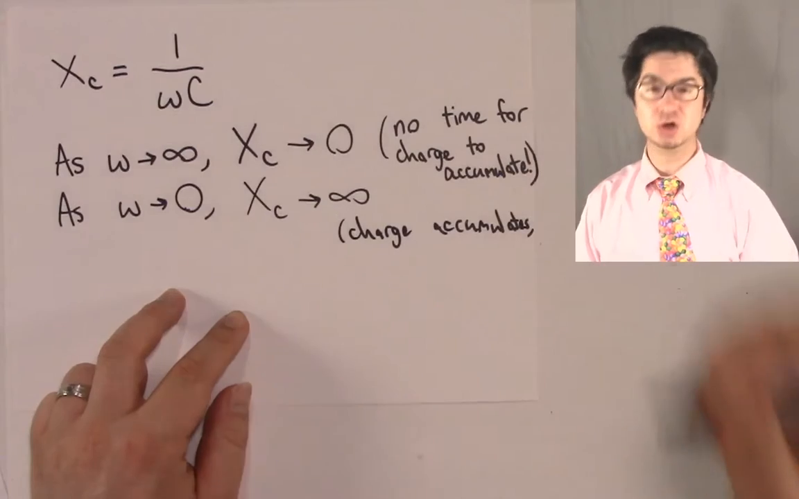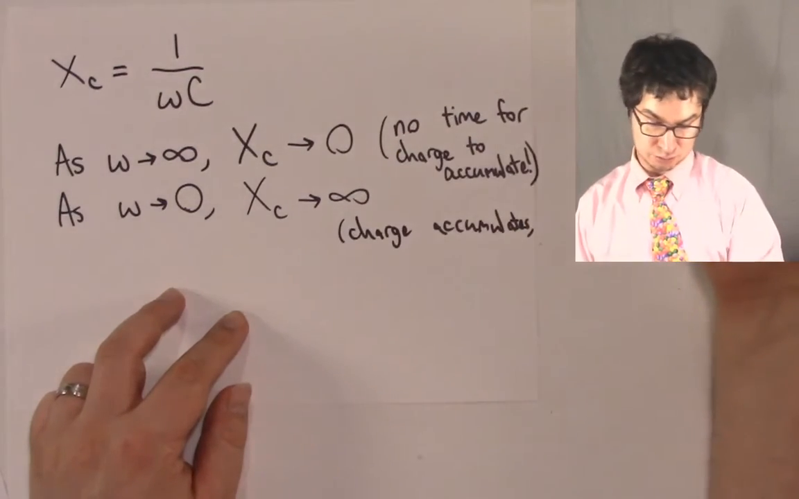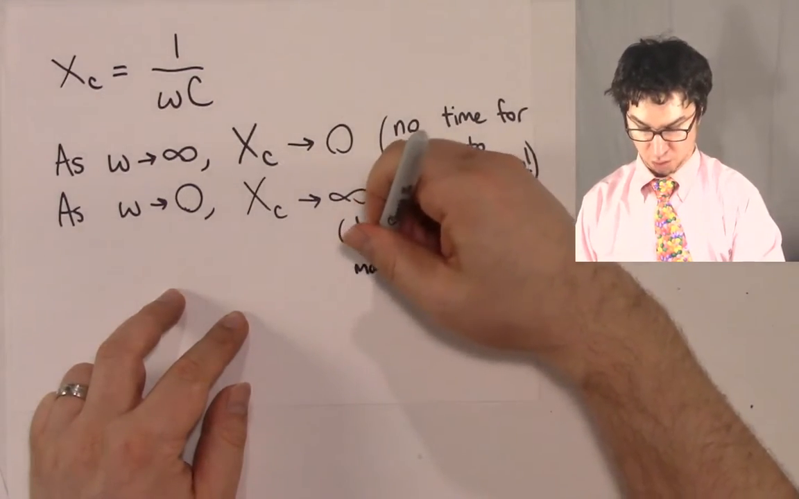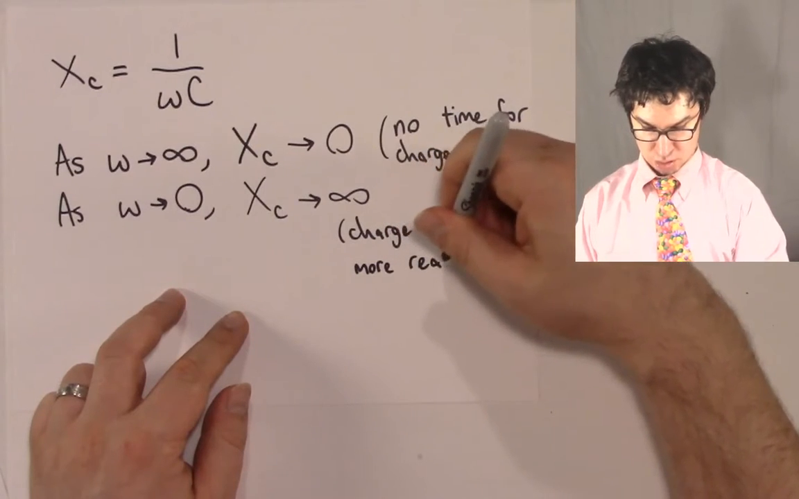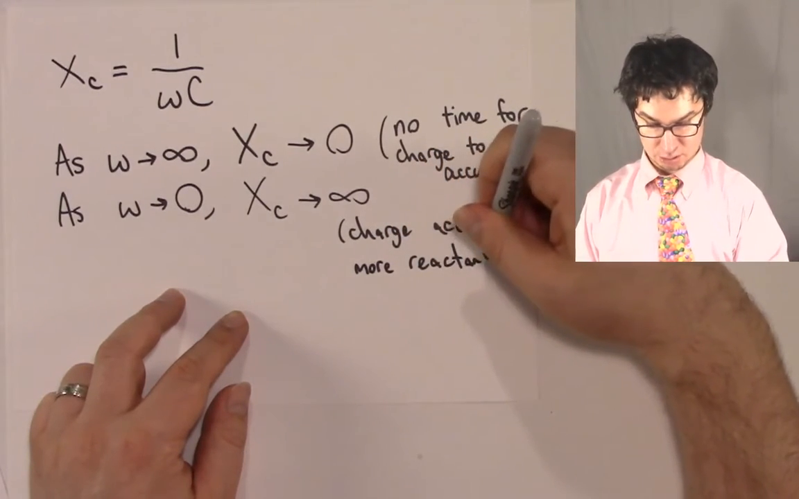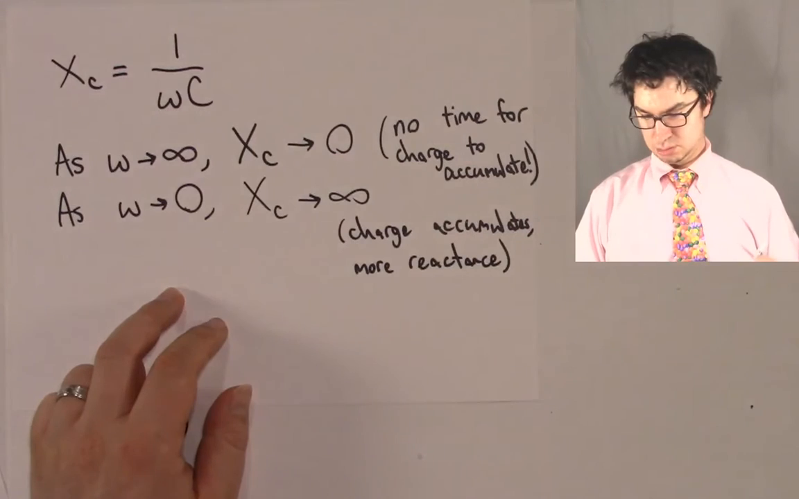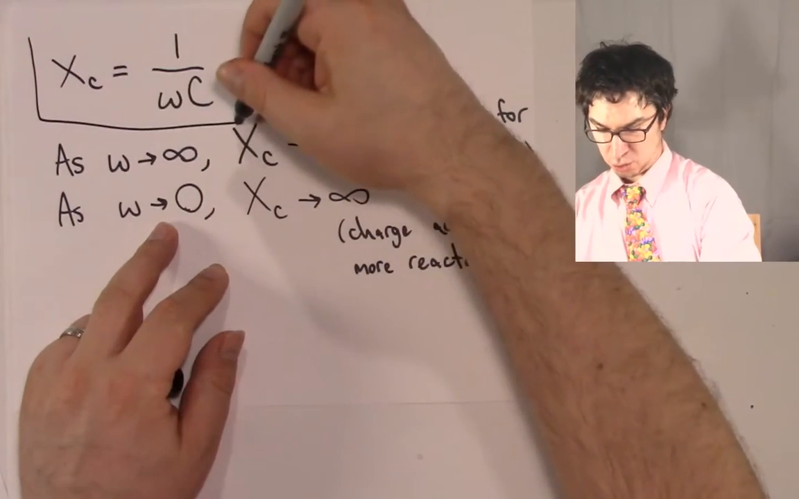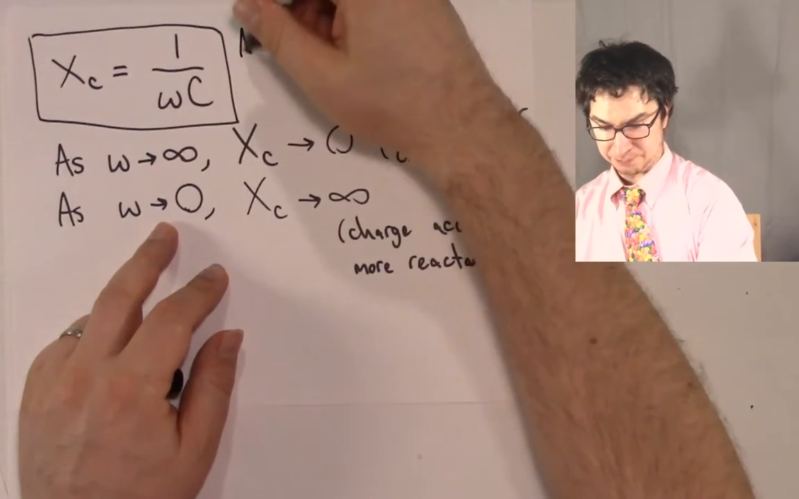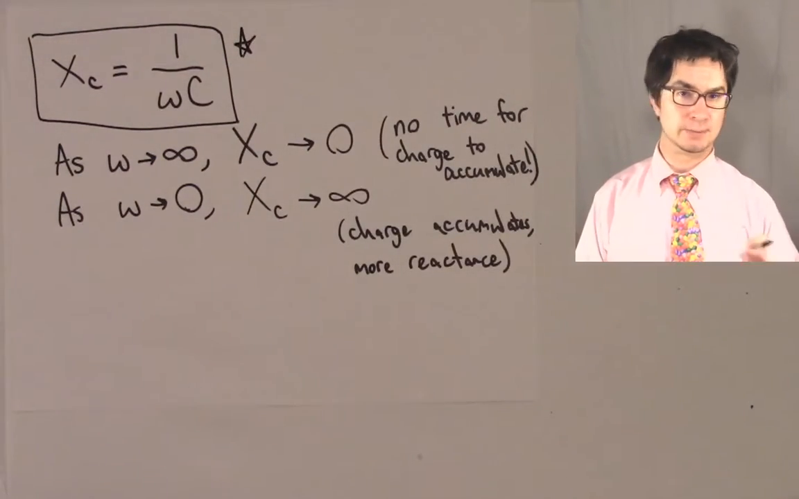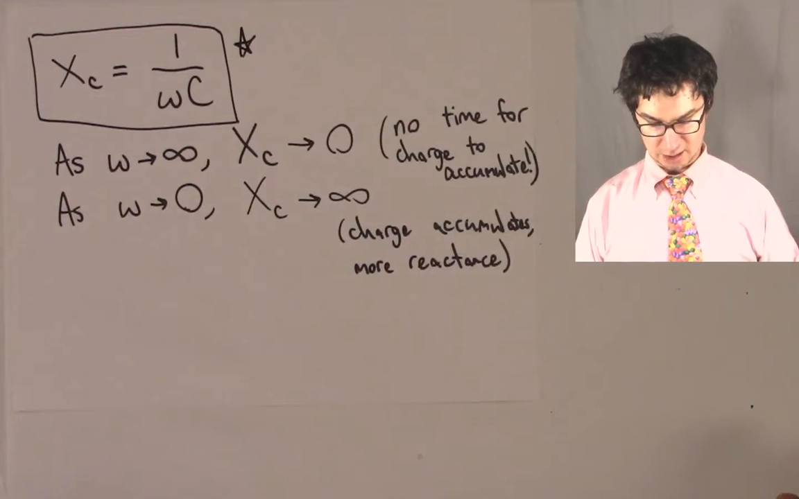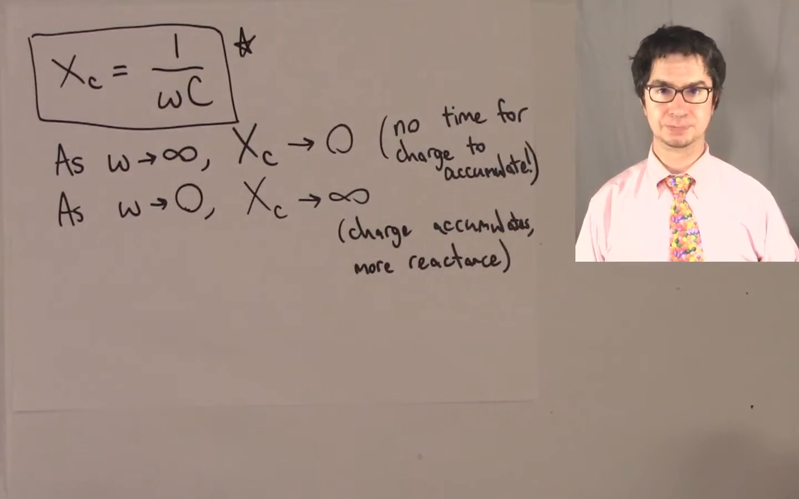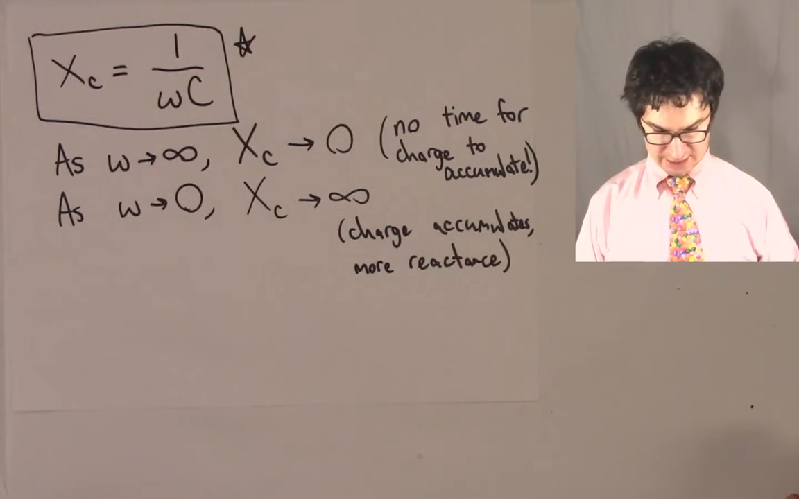And when charge accumulates, that's going to provide reactance. It's going to be more opposition, more reactance. All right, please put a rectangle around this quantity here and star it because the capacitive reactance is a very important quantity that we have to calculate in this topic. All right. Good deal. Let's move ahead.